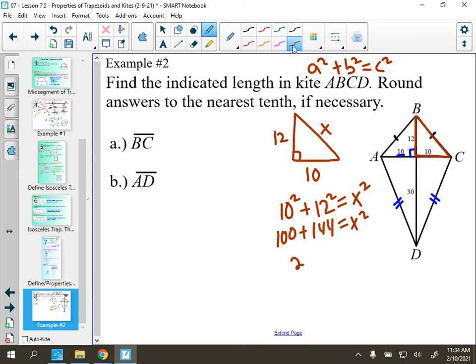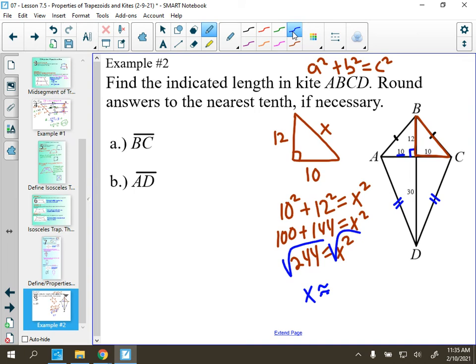That's 244 equals x squared. And then we can square root both sides. So I'm going to have to grab my calculator here and say x is about, that's where the rounding is going to come in. What is the square root of 244? I'm getting 15.6 if I round to the nearest tenth there.